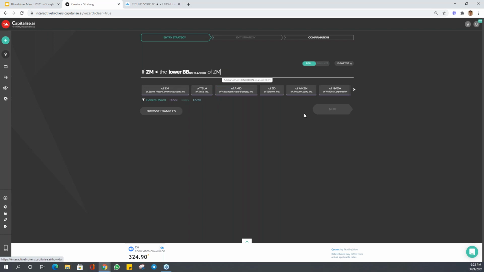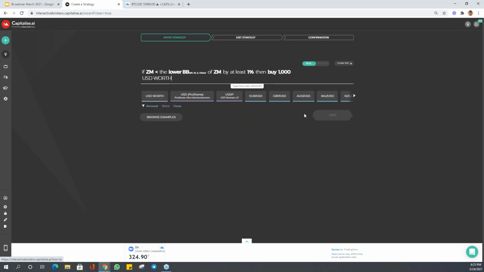And let's say of Zoom by at least 1%, then buy 1,000 USD worth of Zoom. Istina, can you select volume as well? My next strategy is going to be with volume. You traders are going to want to see this next strategy I'm running after this. Okay, so let's focus on this for a moment.